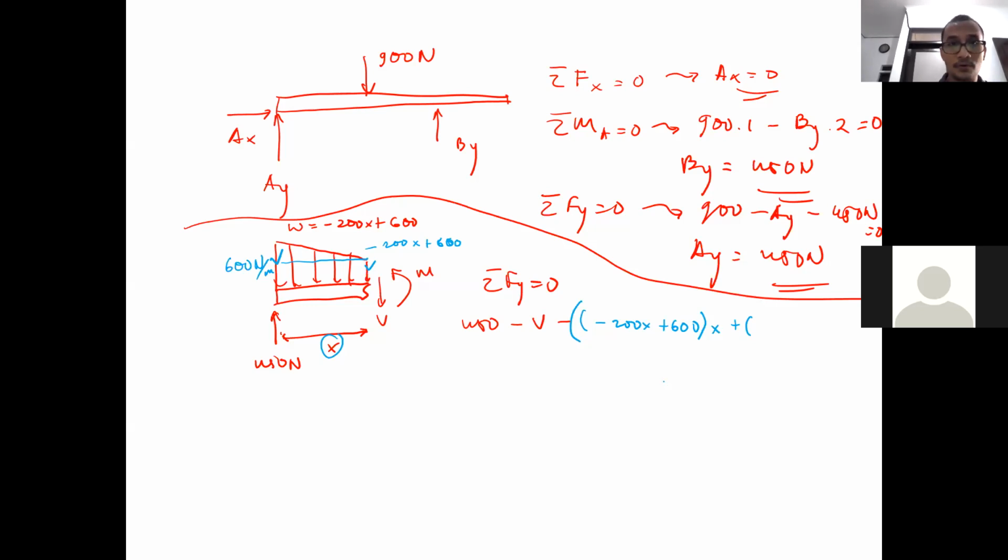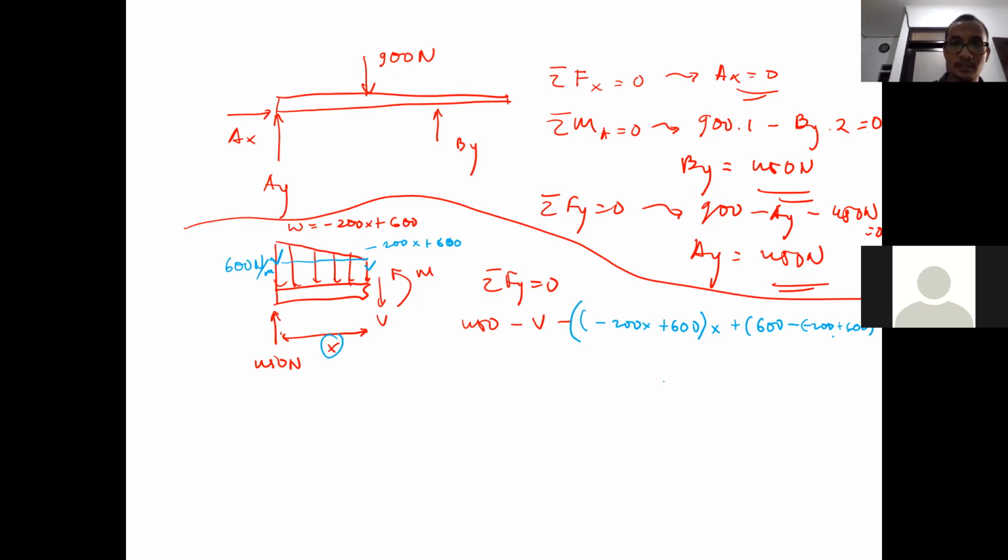Okay, so for the triangle, it's 600 minus negative 200x plus 600, multiplied by x divided by 2. Correct. Yeah. So the triangle is supposed to be 600 minus 200 plus 600. Okay. Multiply by x divided by 2.